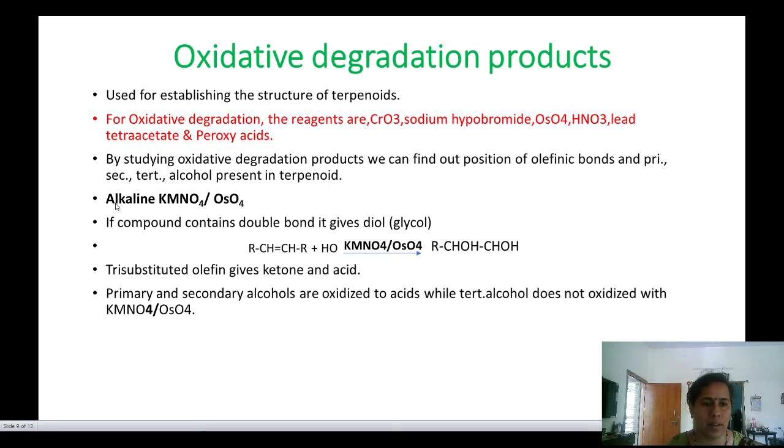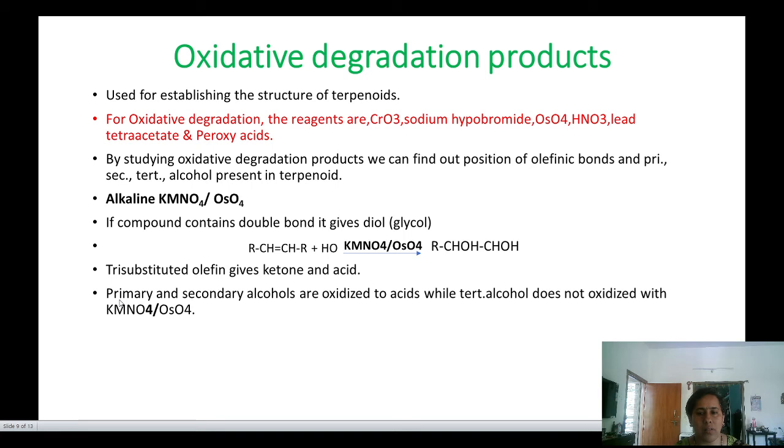First of all, we take the test with alkaline KMnO4 or osmium tetroxide. If the compound contains a double bond, it gives rise to a diol on reaction with alkaline KMnO4 or osmium tetroxide. A disubstituted alkene on reaction with KMnO4 will give rise to the formation of a diol, while a trisubstituted olefin gives rise to a ketone and acids.